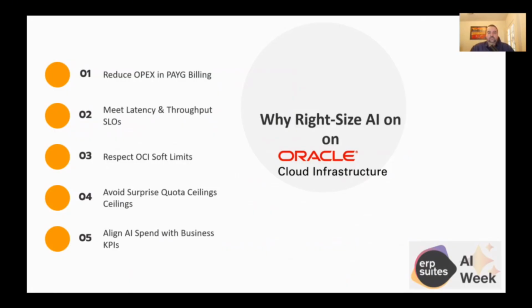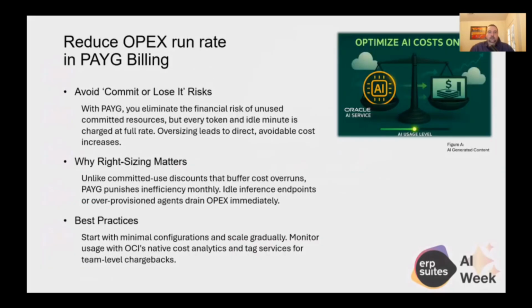Obviously, you want to avoid surprise quota ceilings. Looks like we got a little bit of error there, but no big deal. And align your AI spend with your business objectives and KPIs. So reducing your OpEx run rate with pay-as-you-go billing. You want to avoid the commit-or-lose-it risks.